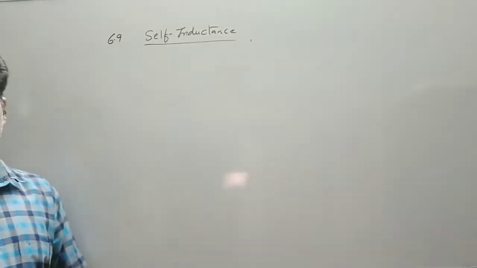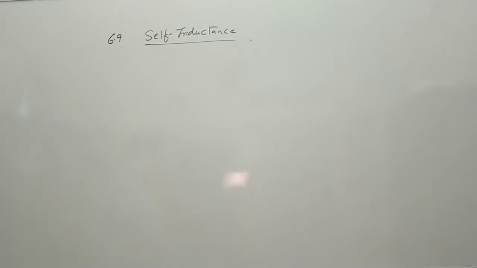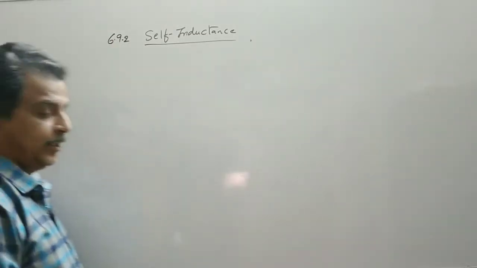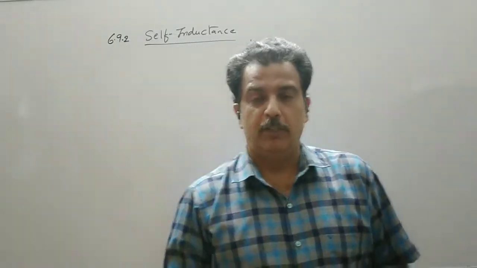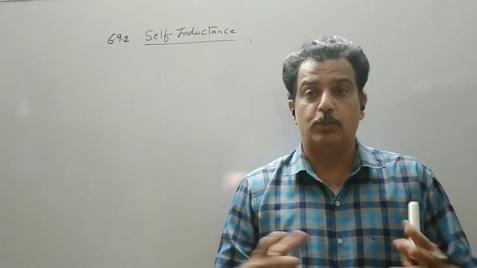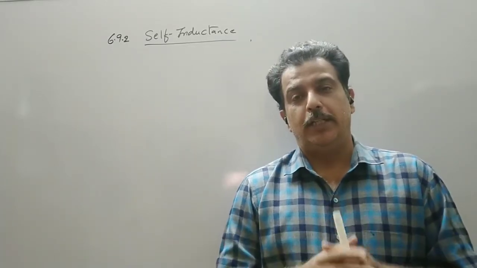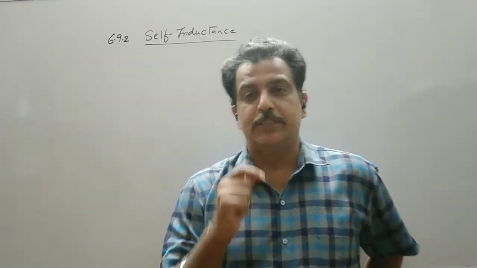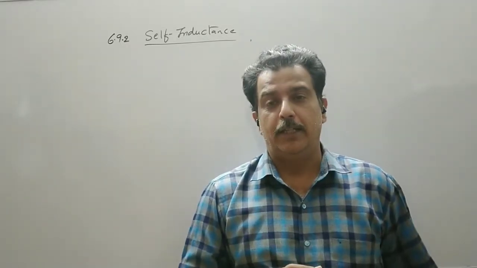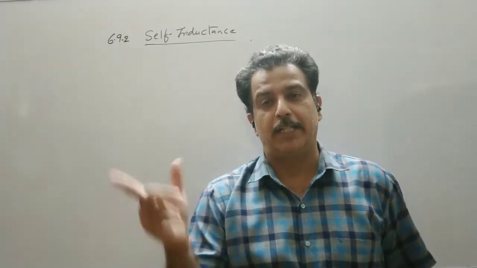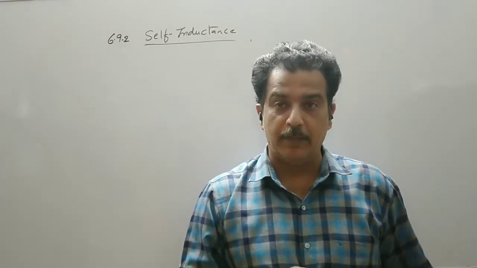Now let us come to the topic 6.9.2, that is self-inductance. 6.9.1 was mutual inductance, where we have a system of two coils or two solenoids. Now it is also possible that when a current through a single isolated coil is changed, the magnetic flux is changed, and change in magnetic flux always induces an EMF.